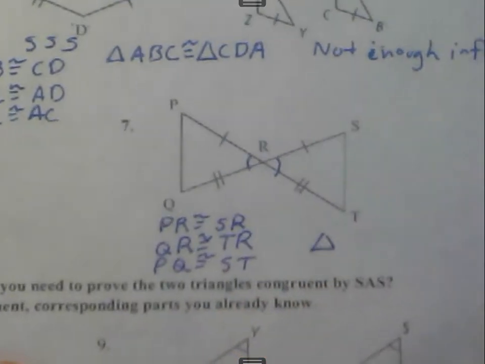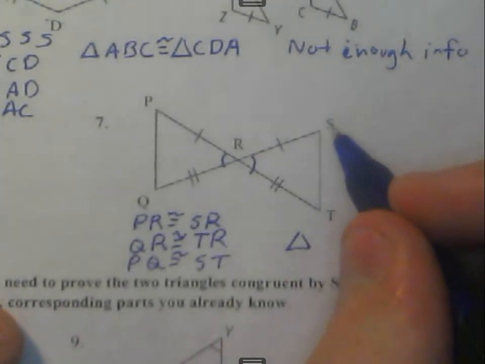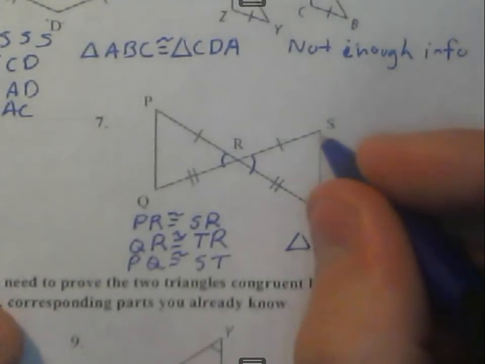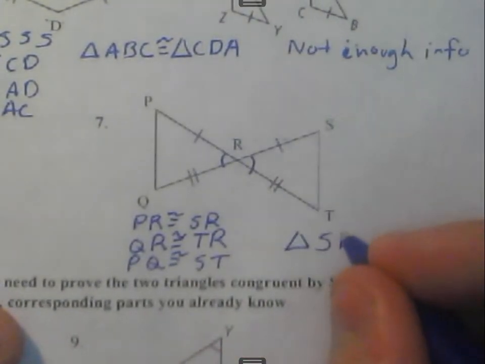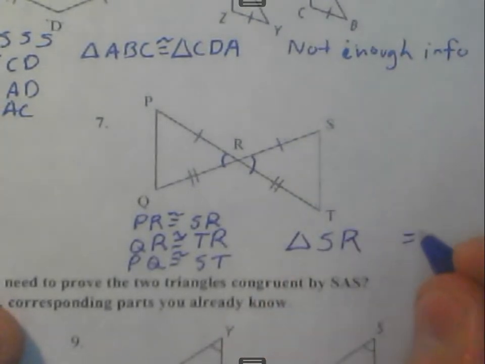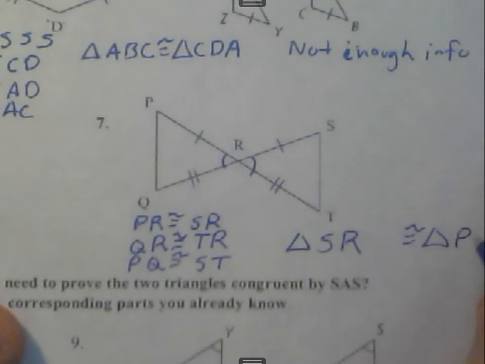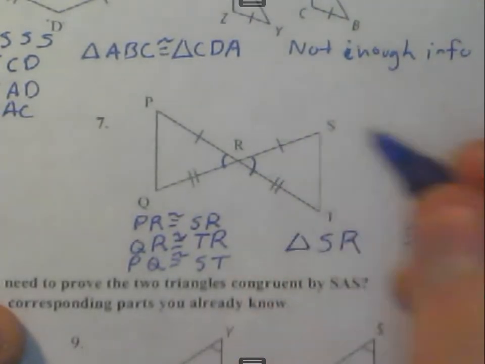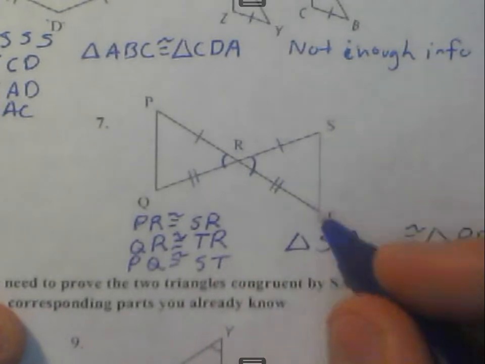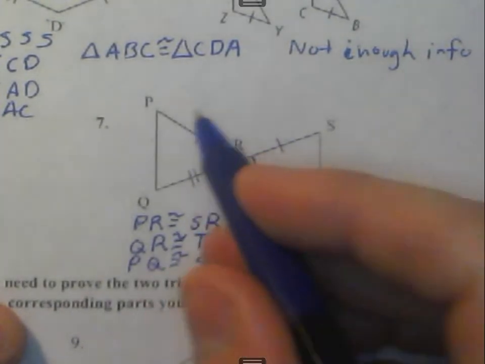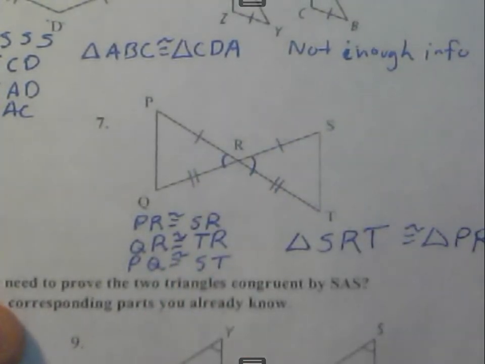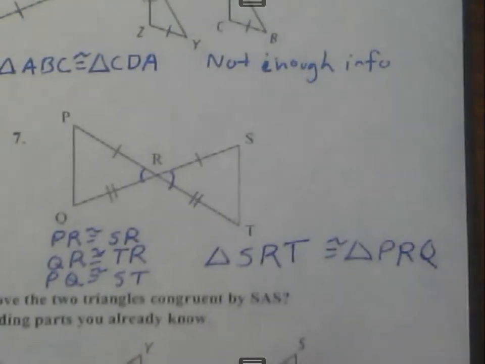Now to do my congruency statement, I'm just going to go in order. So I know that S to R, and I like to do it in parts, so S to R and P to R. So S R T and P R Q. So those two triangles are congruent.